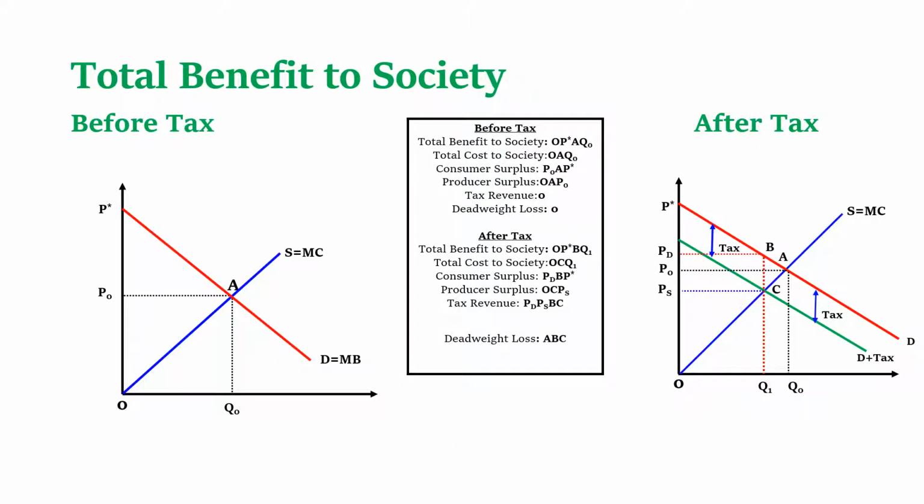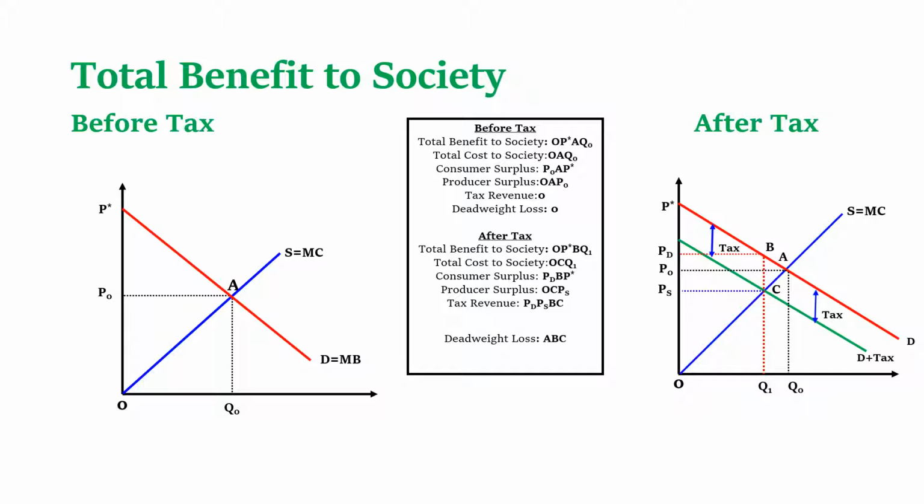Now, let's look at the total benefit to the society. Before the tax, we notice that Q naught is produced and P naught is the price. That is the market price. If you look at the diagram on the left-hand side, you see that O, P star, A, Q naught, this whole trapezoid, is the benefit to the society as a whole. And then the cost to the society as a whole is O, A, Q naught.